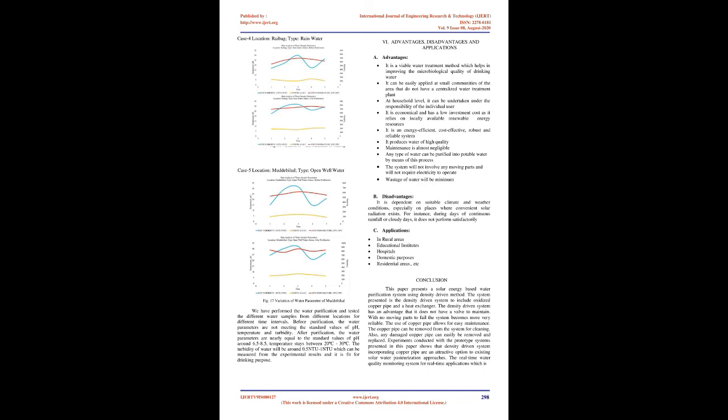The layers are namely activated carbon, aluminum sulfate, cotton, fine sand, and gravel. Through these layers, density difference of the impure water occurs, and due to this the impure water gets purified and is collected at the bottom container.